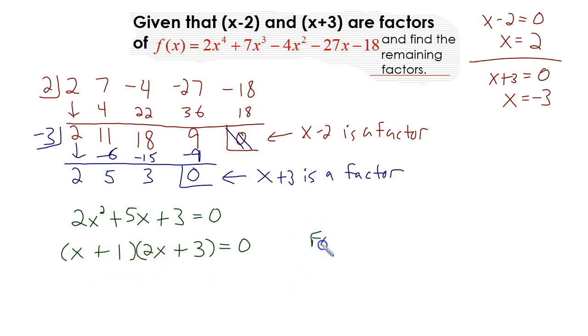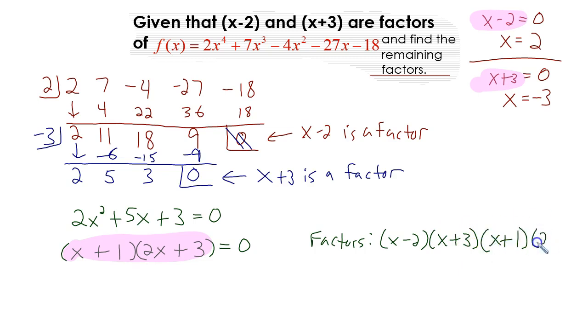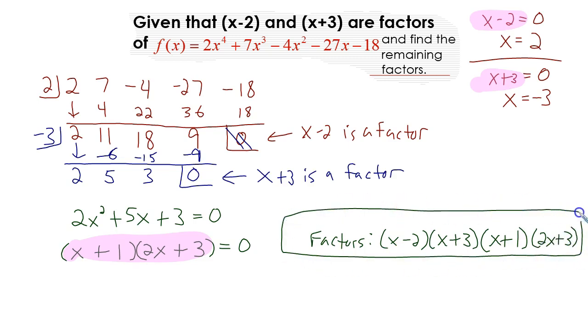So let's come over here and list out our factors. Our factors are, the first one, x minus 2, right? When we synthetically divided by 2 and it worked, that meant x minus 2 was a factor. When we synthetically divided by x plus 3 and it worked, that meant that x plus 3 is a factor. And then when we factored the resulting quadratic, that meant that the resulting factors were also factors. All 4 of them are factors. So we're going to list all 4 of them: x minus 2, x plus 3, x plus 1, and 2x plus 3. Does the order that you write all 4 of these parentheses matter? No, you just have to write all 4 of them.